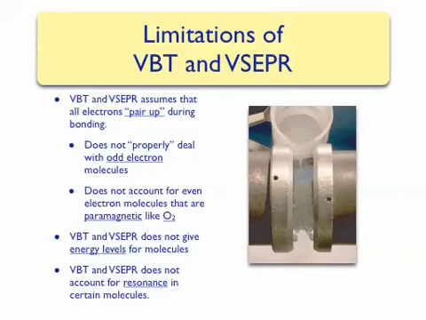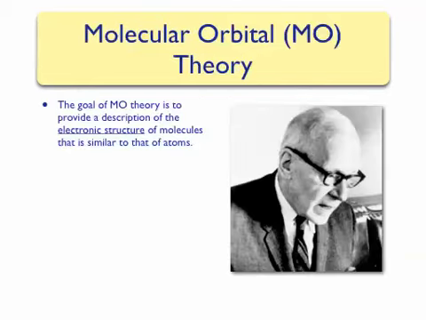Whenever a theory is limited, we either need to modify the theory or come up with another theory. In this case, there's another theory that we can use to describe bonding, and this is molecular orbital theory. Molecular orbital theory was formulated by Robert Mulliken in the 1930s. The goal of molecular orbital theory is to describe electron structure in molecules that is very similar to that of atoms.